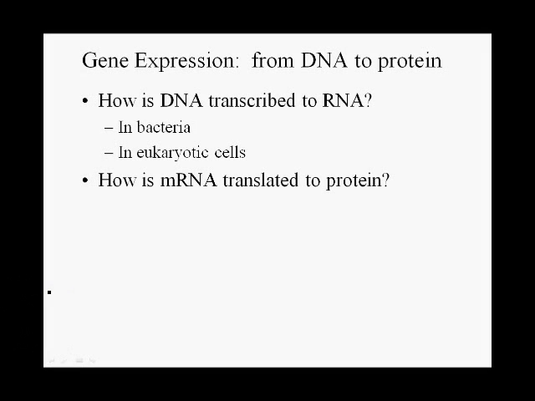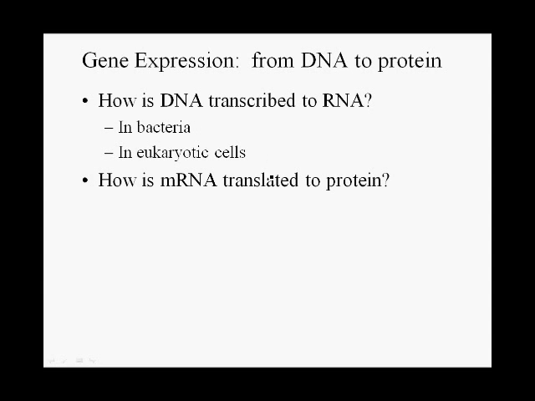The question we'll address in this session is gene expression, going from information in DNA to synthesis of protein. This occurs in two stages. The first stage is called transcription, which is the process of synthesizing RNA based on information on DNA. So the information in DNA is transcribed or copied into an RNA molecule. And we'll talk about how that happens in bacteria.